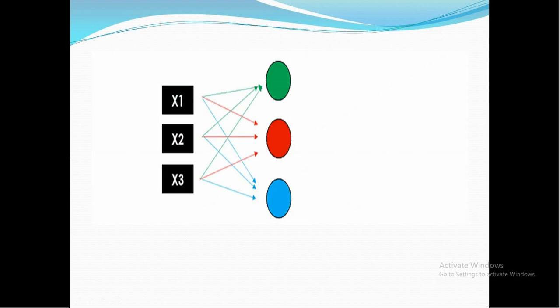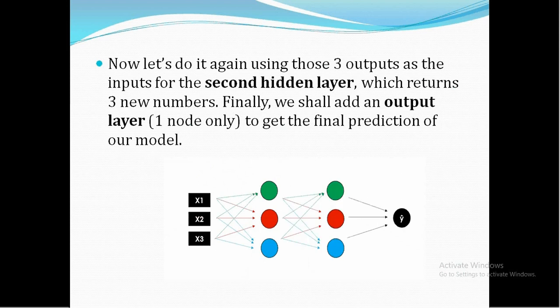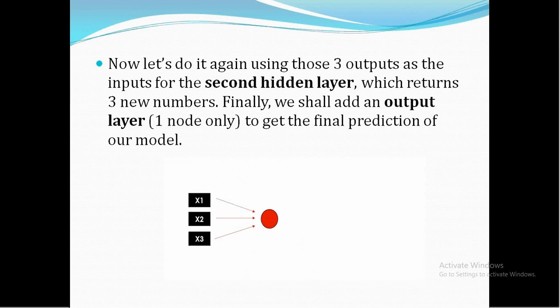Imagine replicating the neuron process 3 times simultaneously. Since each node, that is weighted sum and activation function, returns a value, we would have the first hidden layer with 3 outputs. Now let's do it again using those 3 outputs as the input for the second hidden layer, which returns 3 new numbers. Finally, we shall add an output layer, that is one node only, to get the final prediction of our model.